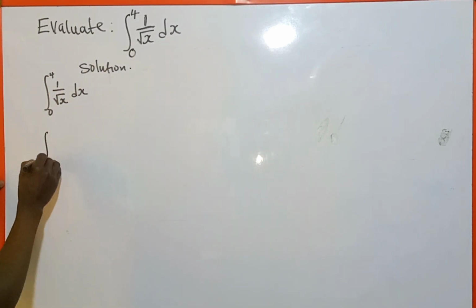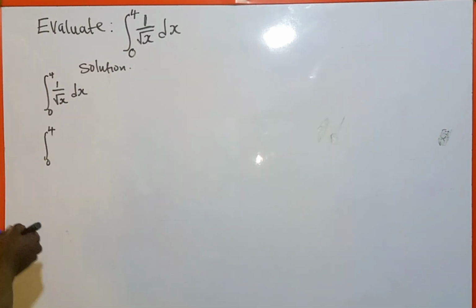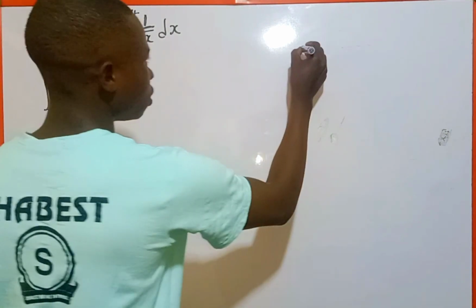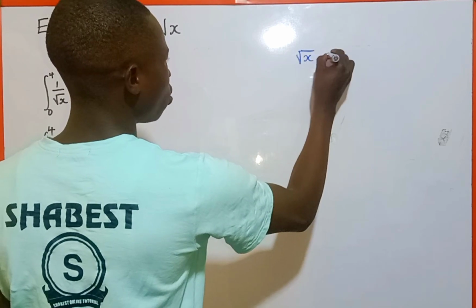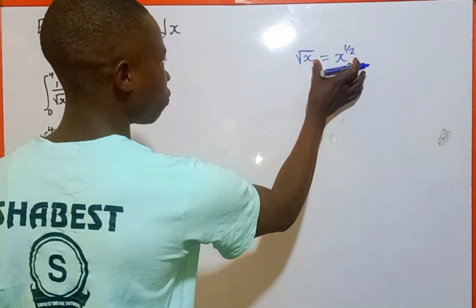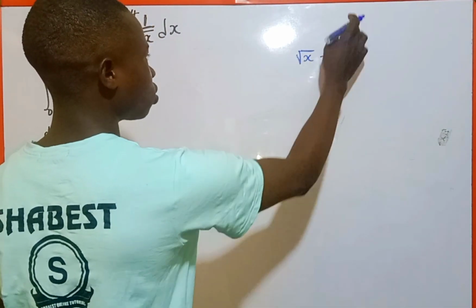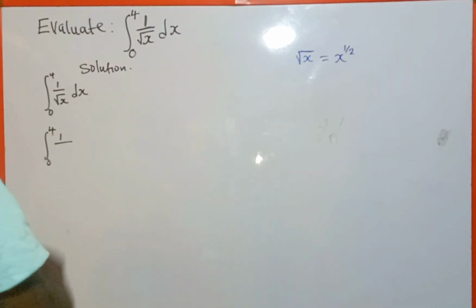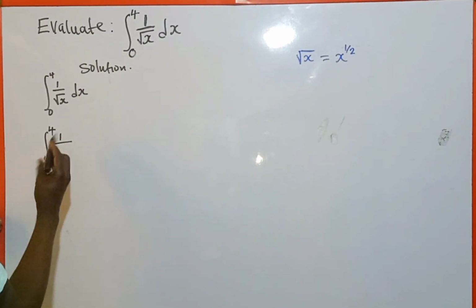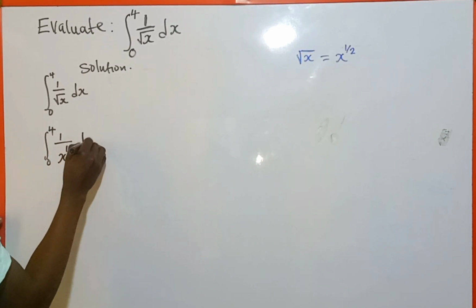So we're going to have the integral from 0 to 4. In place of 1 over root x, we're going to have 1 over root x, and remember, according to the law of indices, root x can also be written as x to the power of 1 over 2. This is equivalent to this. So we are going to replace root x with x to the power of 1 over 2. In this place, we are going to have 1 over x to the power of 1 over 2 dx.